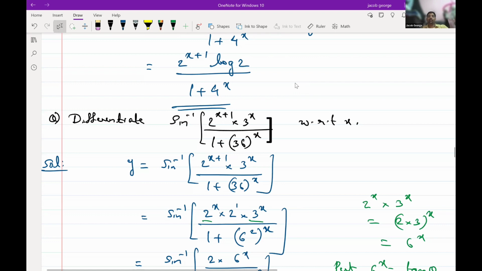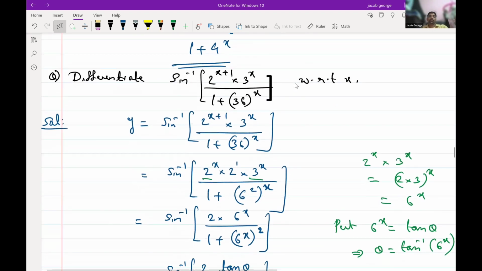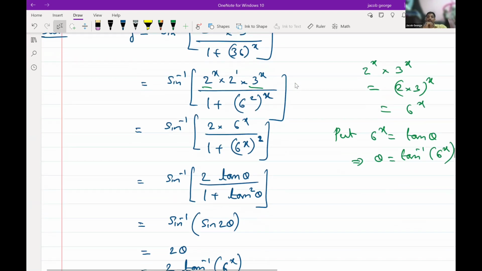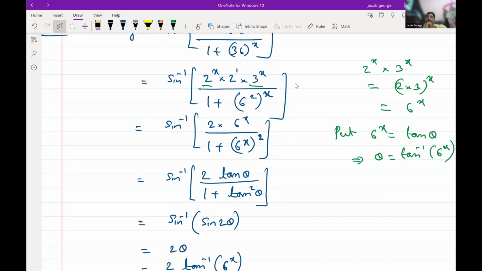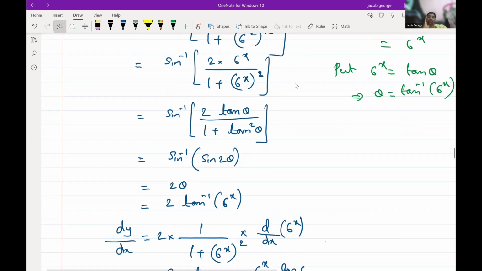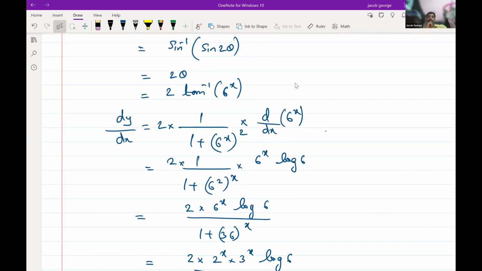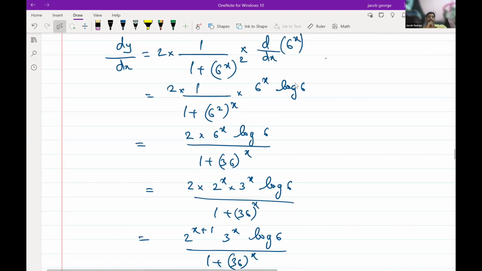Next is also a similar type. Here 2 raised to x plus 1 we split like this, 2 raised to x into 2 raised to 1. And 36 we write as 6 square the whole raised to x, or 6 raised to x the whole square. Then we put 6 raised to x equal to tan theta, or theta is tan inverse 6 raised to x. Then we get sine inverse sine 2 theta, or 2 theta, that is 2 times tan inverse 6 raised to x. Okay, so then we find dy by dx from there.